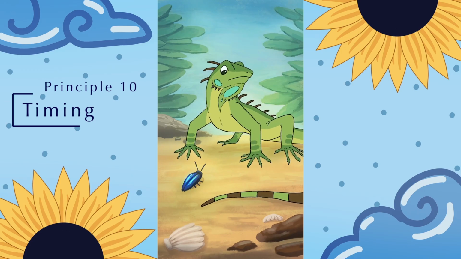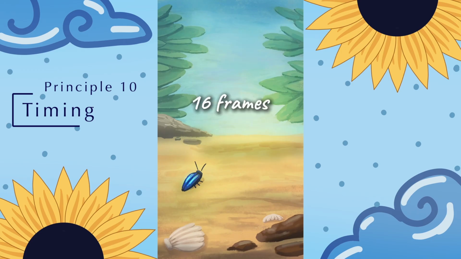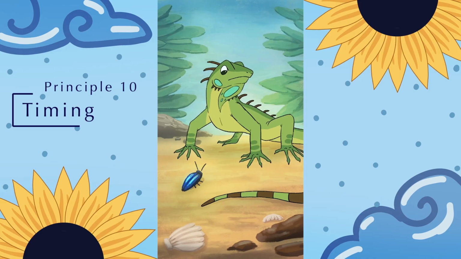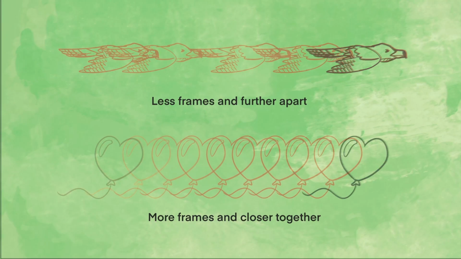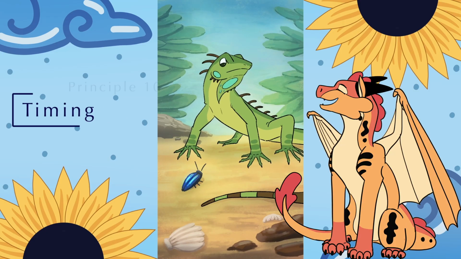So an easy way to think of it is that if you have many frames close together between the beginning and the end of an action, then it will be slow. But if you have less frames and further apart, the action will be fast. And yes, iguanas actually do push-ups.